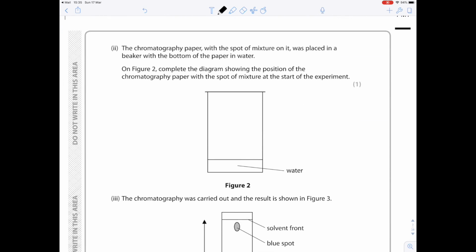Part 2. The chromatography paper with the spot of mixture on it was placed in a beaker with the bottom of the paper in water. On figure 2, complete the diagram showing the position of the chromatography paper with the spot of mixture at the start of the experiment. So you want your ink spot on that reference line which has been drawn with pencil, so somewhere like here. Label it ink spot.